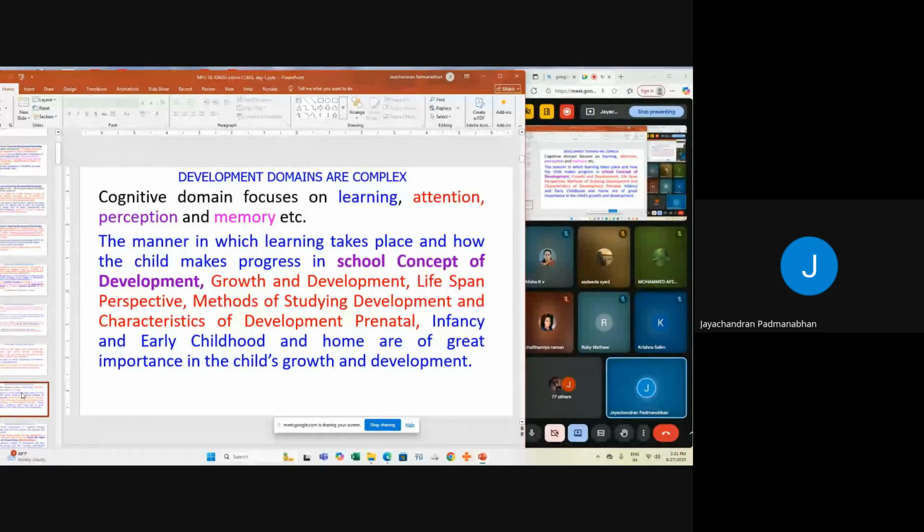Cognitive domain focuses on learning, attention, perception, and memory. Why does memory come in? After all my 10 classes, when you start reading, you will understand why I am taking all the pain for this. For example, you would learn in Piaget's cognitive theory that by the 9th month, object permanence is a must. A child who is not searching for a toy that the child was playing with until now, there is some problem the parents should understand.